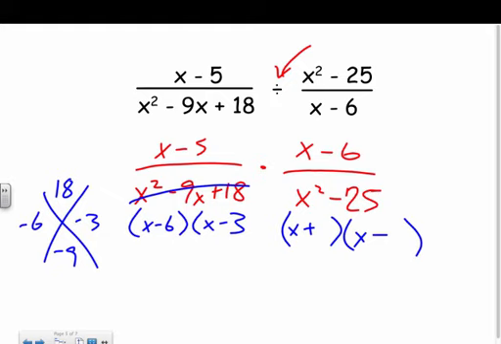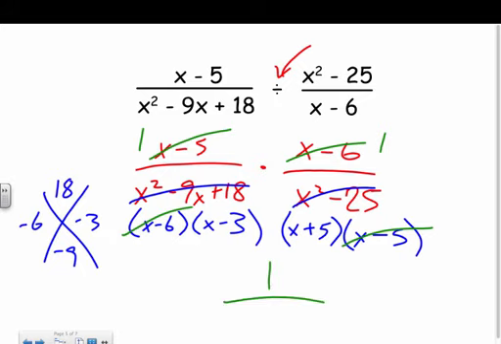And now we go through our cross canceling, or I can cancel up and down as well. If I look, I got an x minus 5 that cancels with an x minus 5 over here. And I got an x minus 6 that cross cancels with an x minus 6. So I take a look, multiply across. 1 times 1 is 1. And x minus 3 times x plus 5. They're just right next to each other. And there we go. Okay, the more you do, the more you get used to it, the better you're going to be.